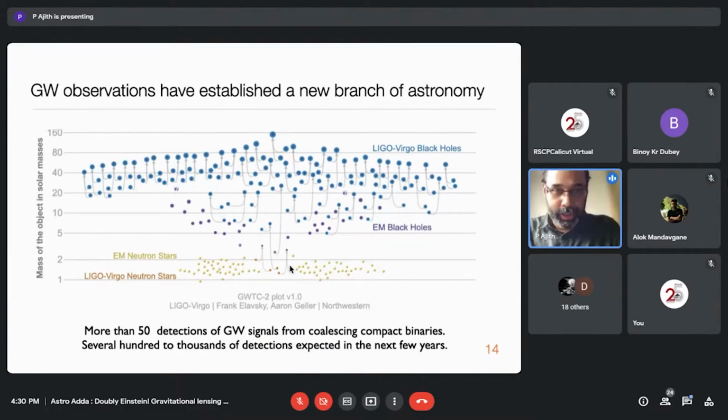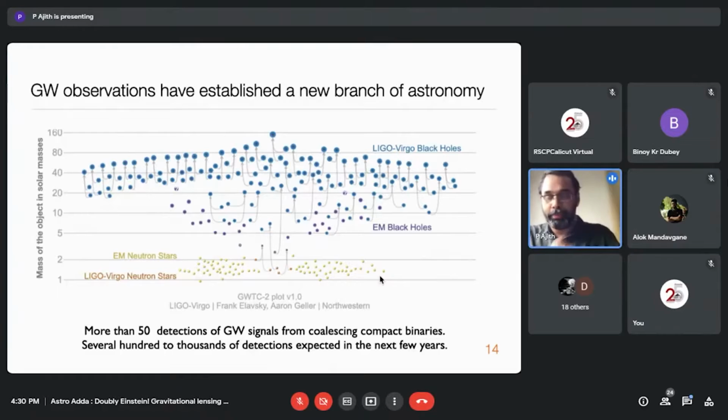So this plot also shows the neutron stars detected by LIGO and Virgo as orange dots, in comparison with the binary pulsars detected by radio observations in yellow. And again, since neutron stars only have a very small mass range, they're not very different from the neutron stars detected by radio observations.